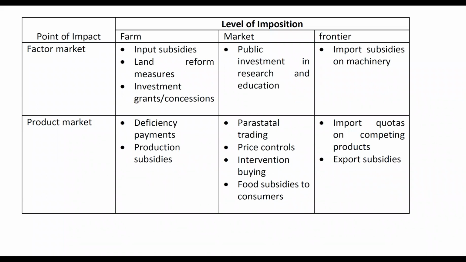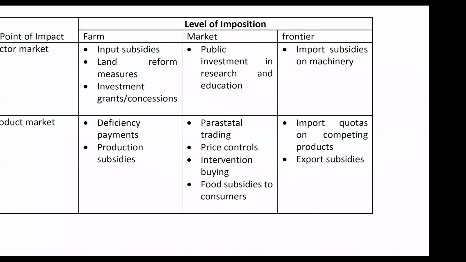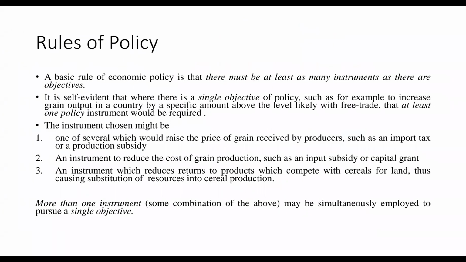All those are the levels, the ways of intervening. The frontier level: import quotas on competing products and export subsidies. Let's look now at the rules of the policy.